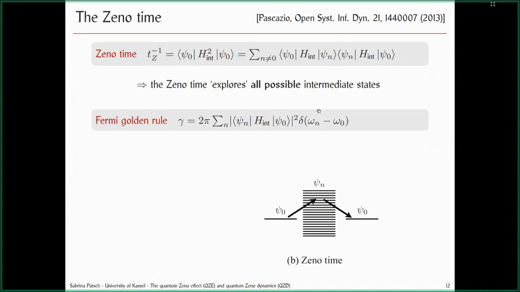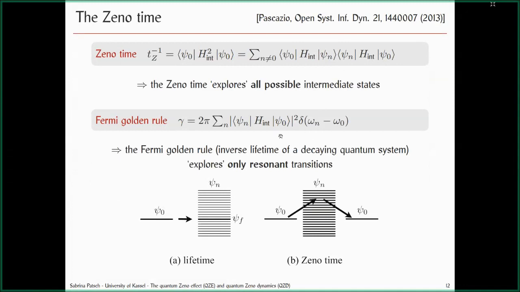We can compare this to the Fermi golden rule. So this is the rate of transitions from one state. And you see here, written in the same notation, that this natural decay rate only covers the resonant states. So instead of exploring all possible intermediate states, the natural decay, so the inverse lifetime of the decaying quantum system, explores only resonant transitions, so a lot less. So it's a very similar spirit, but it does something else. The Zeno time really explores all the subspace.